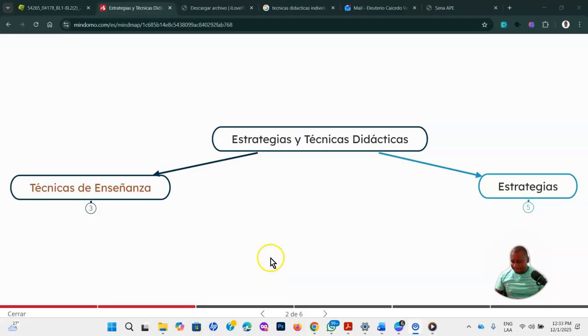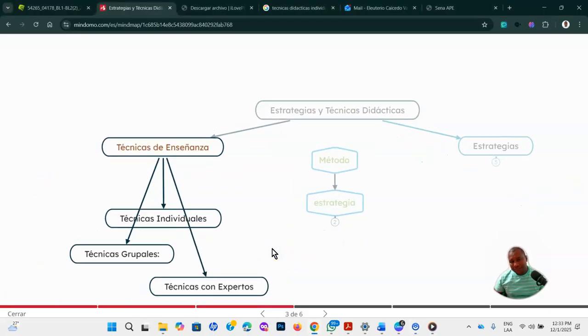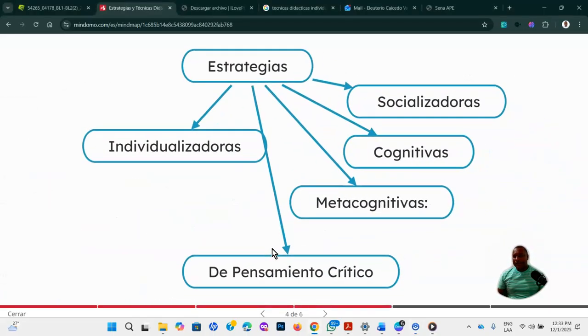So let's dig into the strategies. Let's go and talk about the strategies. With the strategies, we aim at what we want to promote, what we want to foster in the student. So we have individual, social, cognitive, metacognitive, and critical thinking strategies.